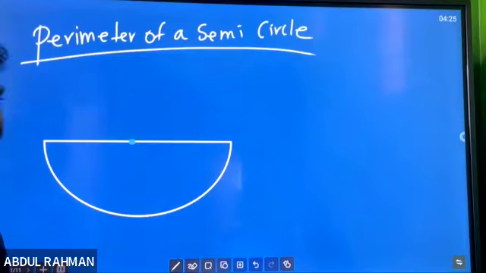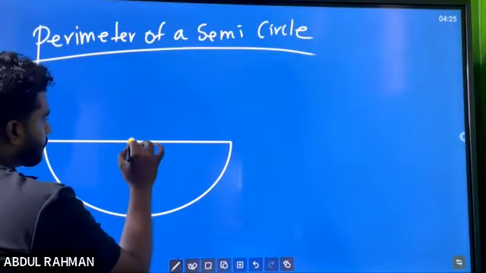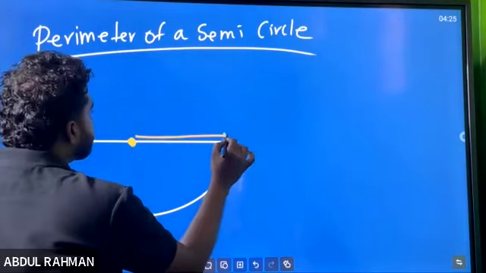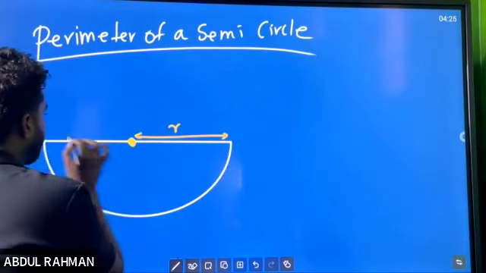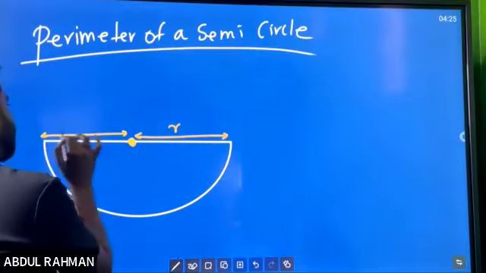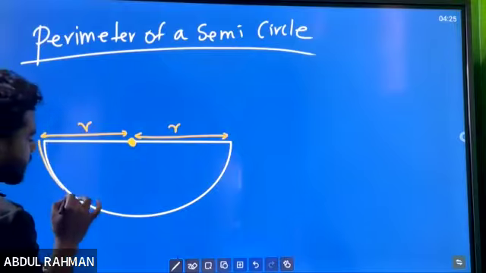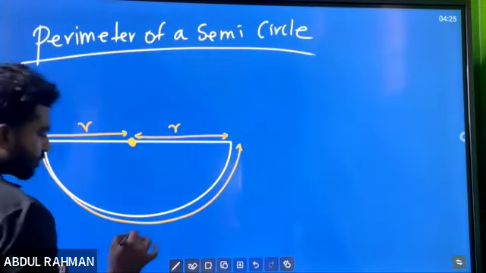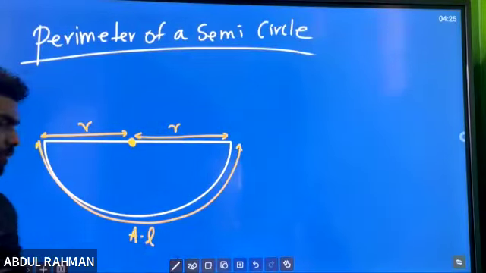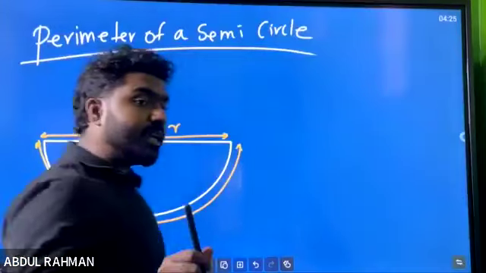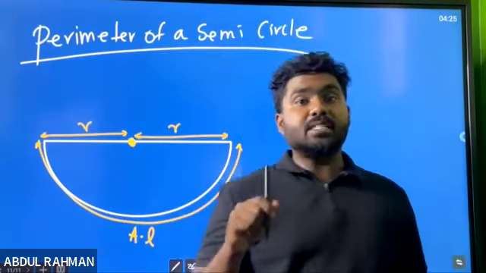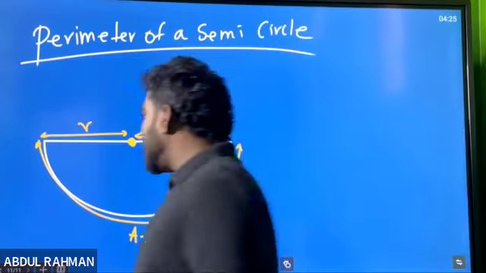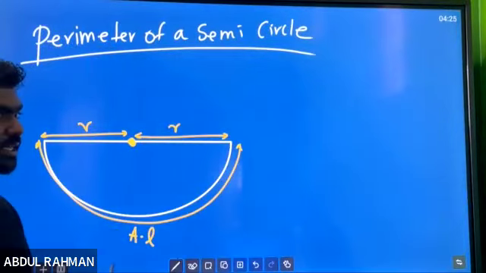Fine. I have the center. From the center, I will call this part my radius. This part is my radius. And this is called what? My arc length, right? Arc length, I'm writing here. If I wanted to find the perimeter of this figure, how can I find it? Perimeter means the addition of all the outsides.